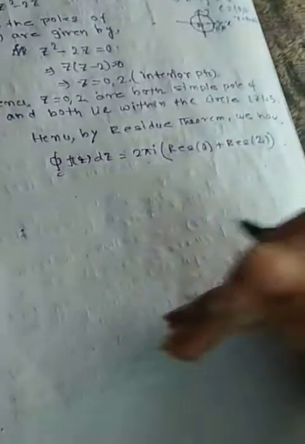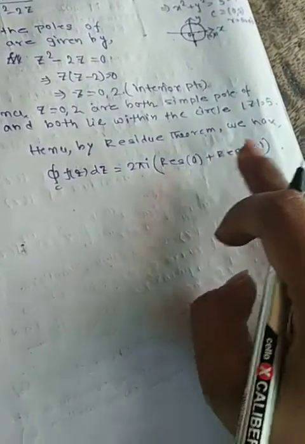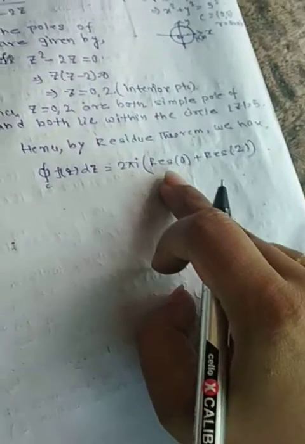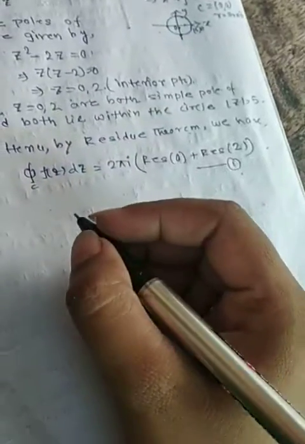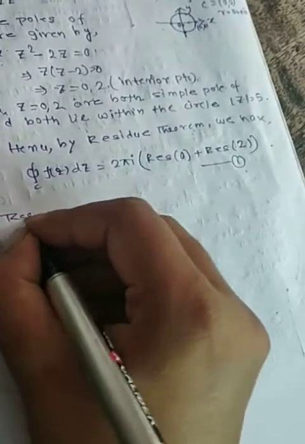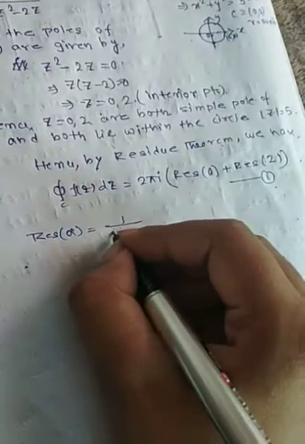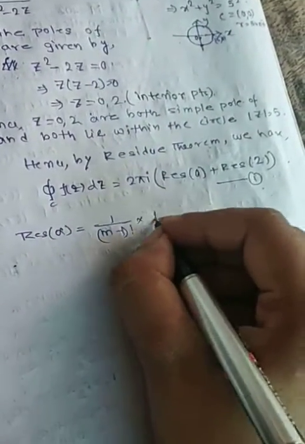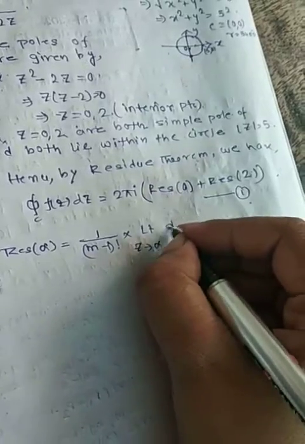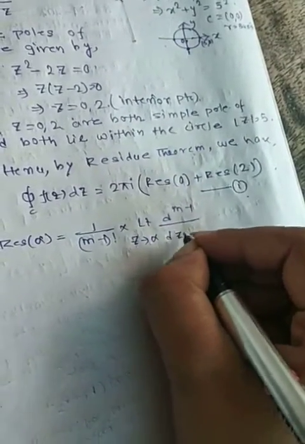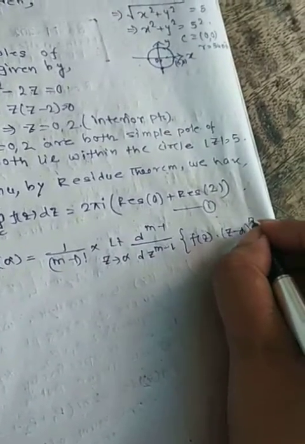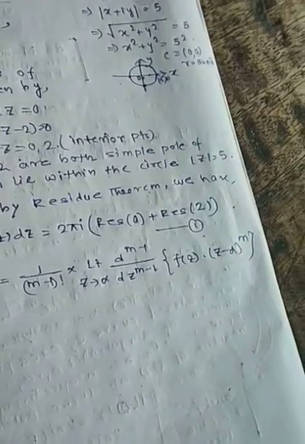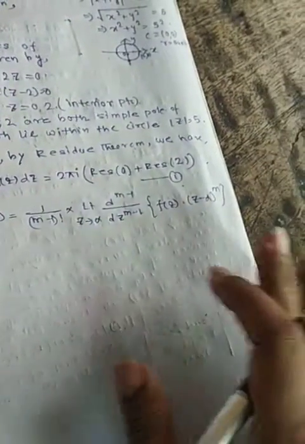Now we have to find the residue at 0 and the residue at 2. Consider this equation 1. What is the formula of the residue at a pole alpha? Our formula is the residue at alpha equals 1 by (m minus 1) factorial, limit z tends to alpha, d to the power m minus 1 over dz to the power m minus 1 of f(z) into (z minus alpha) to the power m. This is the formula of the residue of f(z) at alpha.